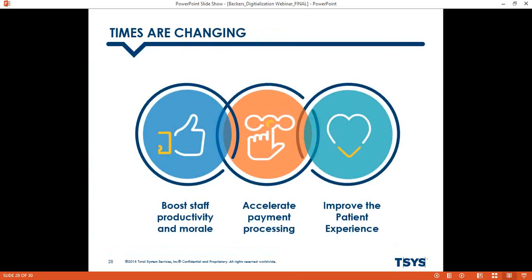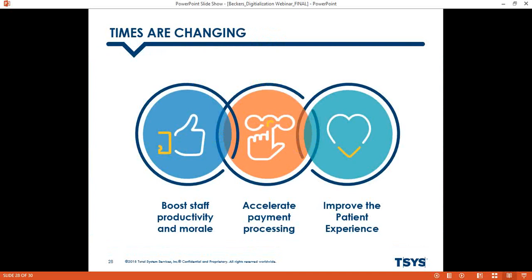We know that we're all living digital lives. And when we embrace these changes to our environment and we meet our patients' expectations, we're going to boost productivity and improve the patient experience at the office. It boosts staff morale. And by implementing processes to improve efficiencies at the office, you'll be able to complete other tasks that need your attention.